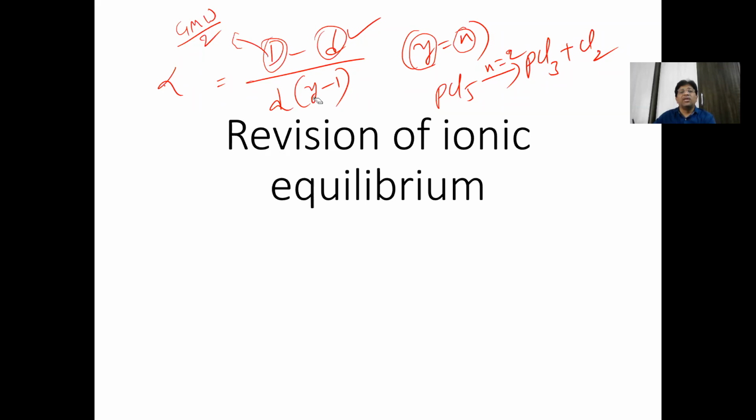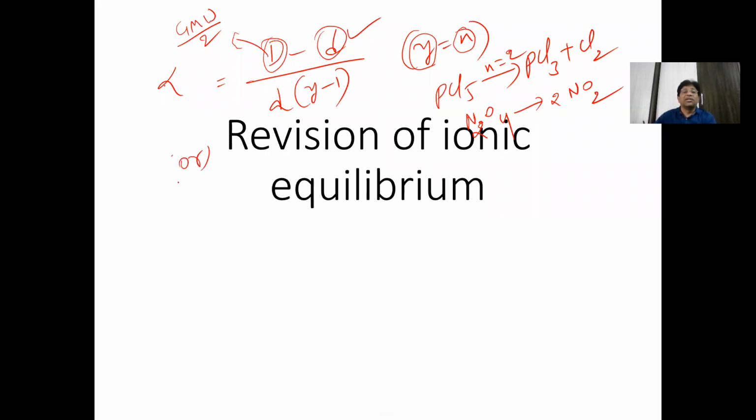And then what is the n value? The y value is nothing but the n value. N is the number of particles produced from one molecule of PCl5. If you take N2O4, dinitrogen tetroxide, it also gives 2 molecules of NO2. That means 2 particles will be obtained from one molecule of N2O4. So this is the concept where we stopped yesterday.